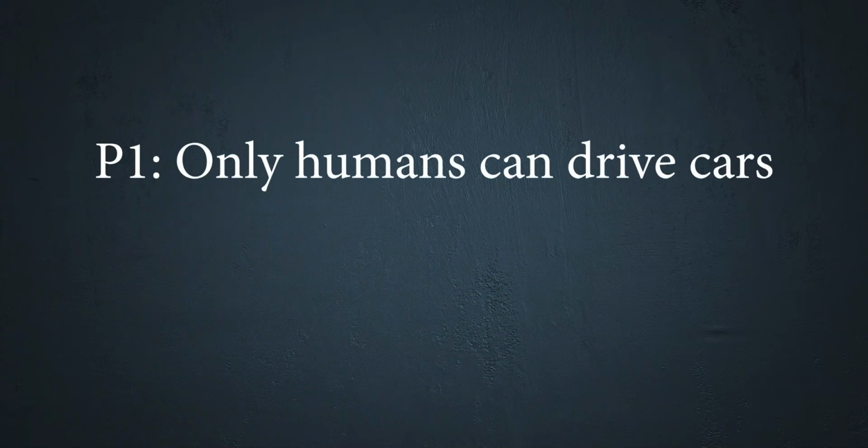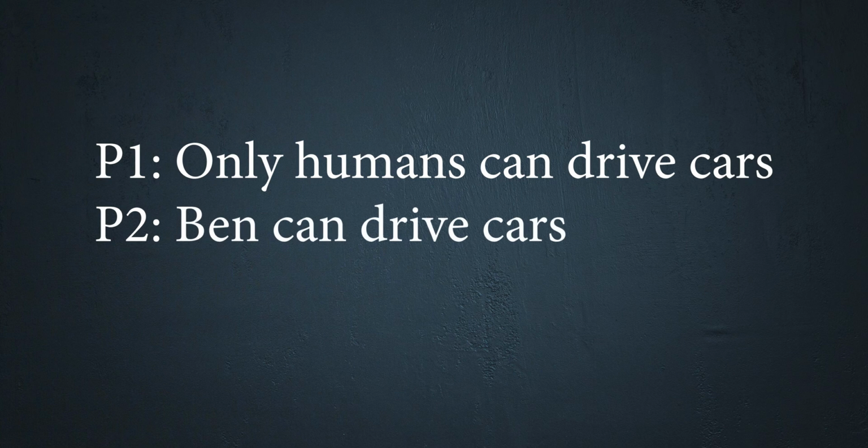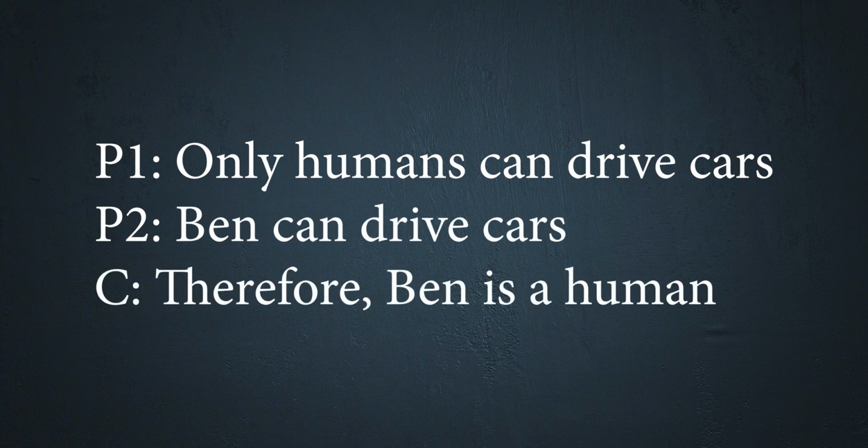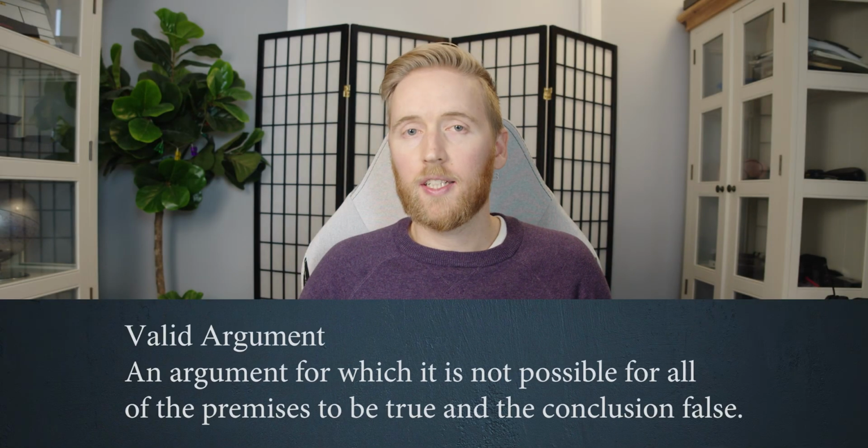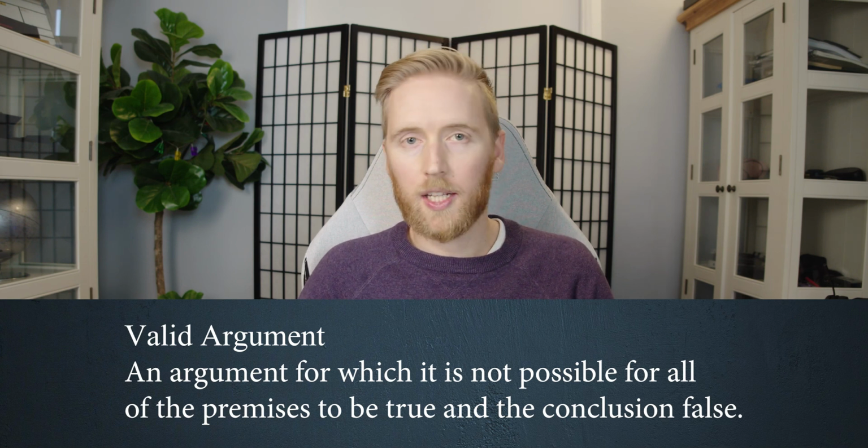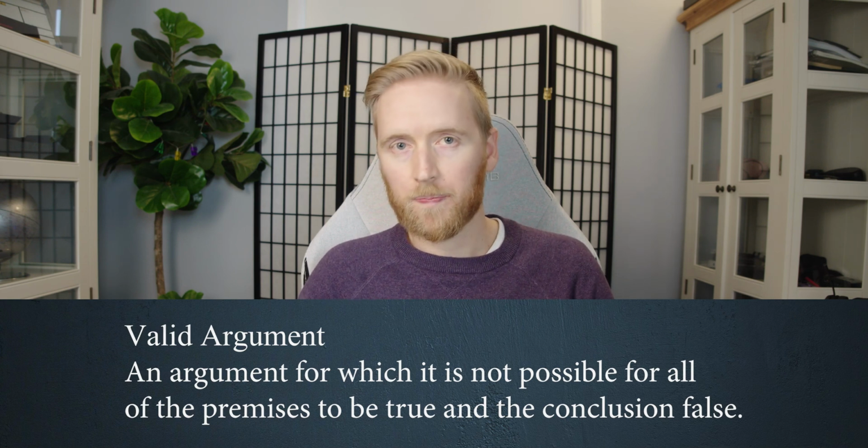For example, premise 1: Only humans can drive cars. Premise 2: Ben can drive cars. Conclusion: therefore, Ben is a human. This is an example of a valid deductive argument. An argument is valid if and only if it is impossible for the premises to be true and the conclusion false. The way we oppose these arguments is by opposing the premises or finding a fallacy in the argument structure.